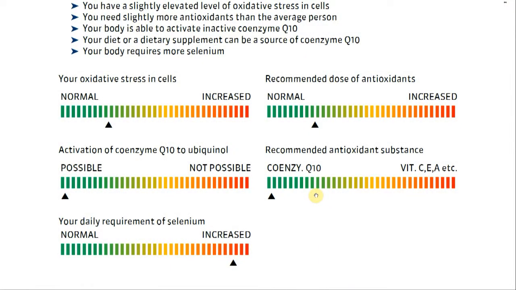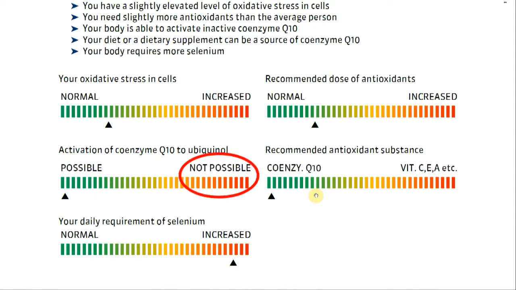You can either already take the activated form, ubiquinol, or you can counteract it with all of the other antioxidants, vitamin C, E, A, and all of these substances. So if you take more of them, you can partly balance out that you're lacking this function. So here you're going to find out if your body is able to activate coenzyme Q10 to ubiquinol. If it's possible, coenzyme Q10 is going to be active in you, it's going to help you. If it's not, then it's useless.